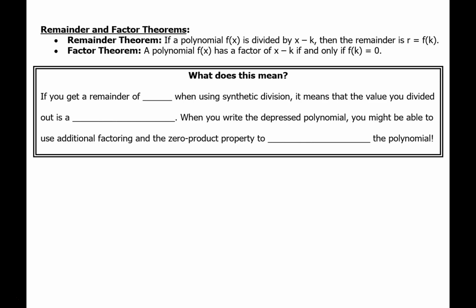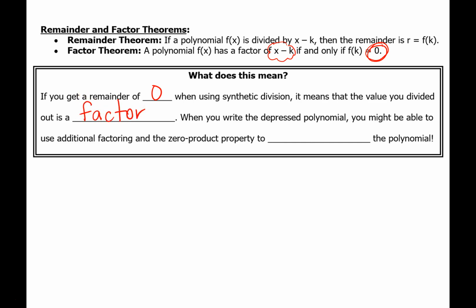Because what this is saying is that if you divide out x minus k and you get a remainder of 0, then it's a factor. So it's going to help us to factor polynomials that are higher than degree 2. So what does it mean if you get a remainder of 0 when using synthetic division? It means that the value you divided out is a factor.